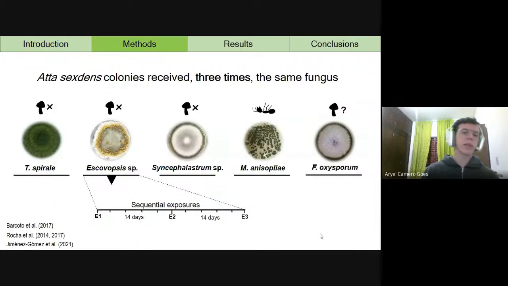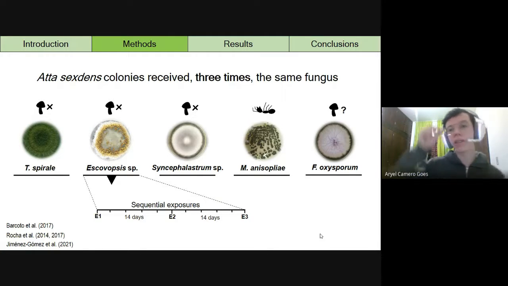So for that, we challenged Atta colonies against 5 commonly found alien microorganisms, which are commonly found inside of their colonies and present distinct lifestyles. For example, Trichoderma, Escovopsis, and Syncephalastrum are known to be bad for the fungus garden. Metarhizium anisopliae is an entomopathogen, therefore it is bad for the ants. And Fusarium oxysporum, which is commonly found in the surrounding soil nearby their colonies, so we don't know for sure if it is a bad fungus for the ants or for the fungus garden.